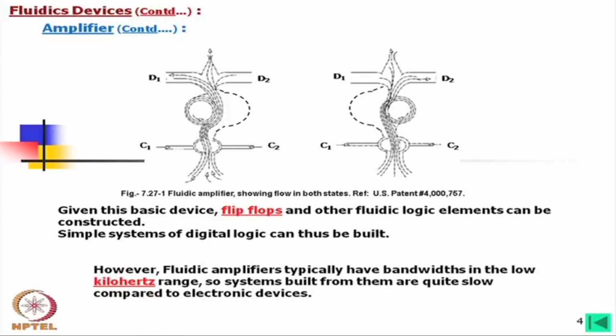However, fluidic amplifiers typically have bandwidths in the low kilohertz range. So, systems built from them are quite slow compared to electronic devices. We have to remember that the response will be slow in this case. However, for example, in many medical instruments these fluidic devices are used where it is not required to do computer calculations, but we require much accuracy, safety and hazard-free operations.